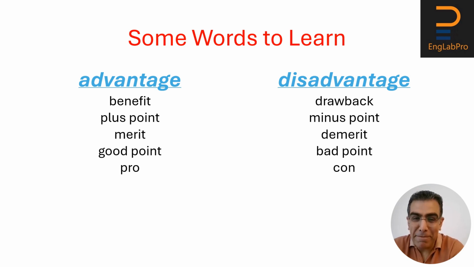You can say benefits and drawbacks, plus points, minus points, merit, demerit, good point, bad point, pro, and con. Remember, the last 2 ones are less formal, so the first 3 ones have priority. They will give your writing more variety.